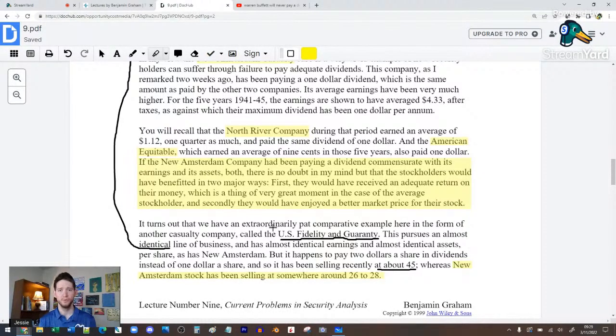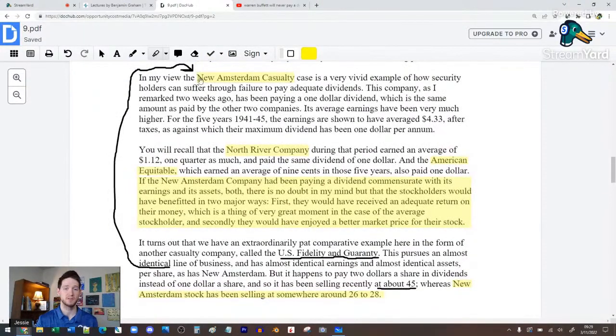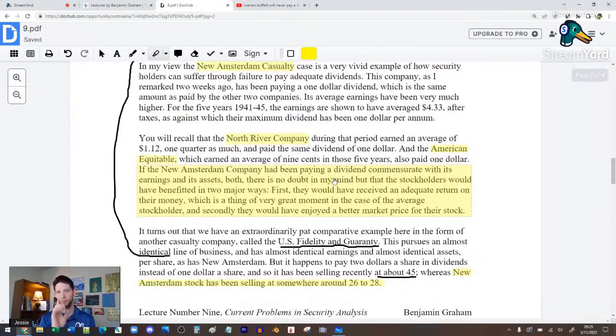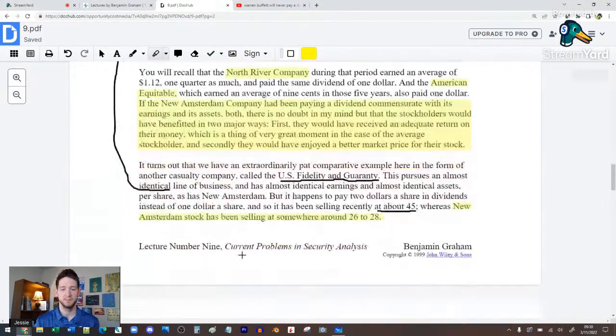So, to prove that last part, he says you have a company, U.S. Fidelity and Guarantee, that's almost identical to New Amsterdam Casualty. I kept saying New American, it's New Amsterdam, I'm sorry. So they're almost identical with one difference. U.S. Fidelity pays out a dividend of $2 rather than $1. In the result, U.S. Fidelity sells at around $45, whereas New Amsterdam stock sold anywhere between 26 and 28. So you get about double the price for double the dividend. And this is something Ben Graham has talked about in previous lectures as well. Again, if you want to watch them, you can see them in the description.